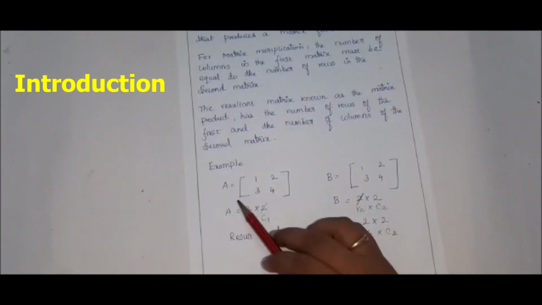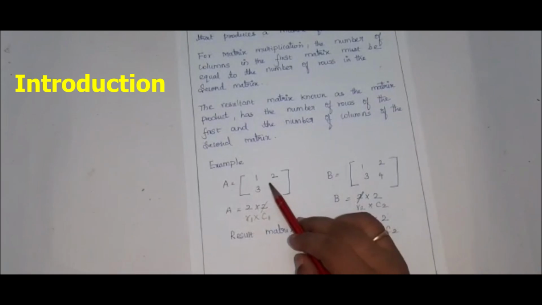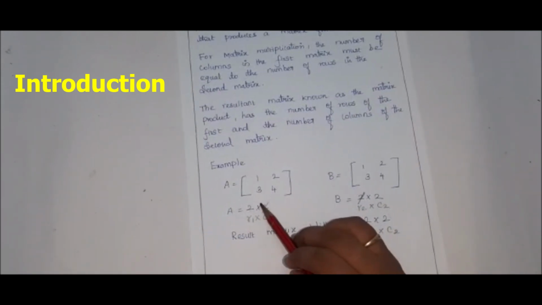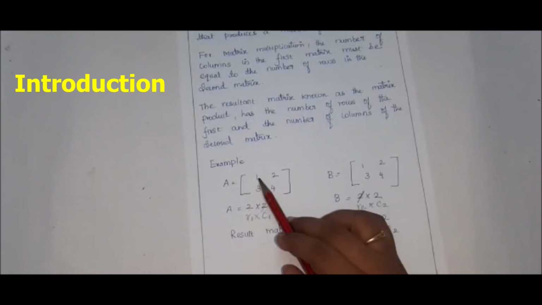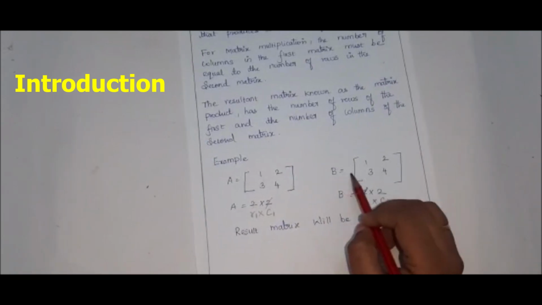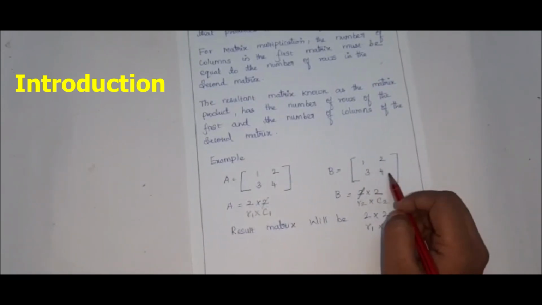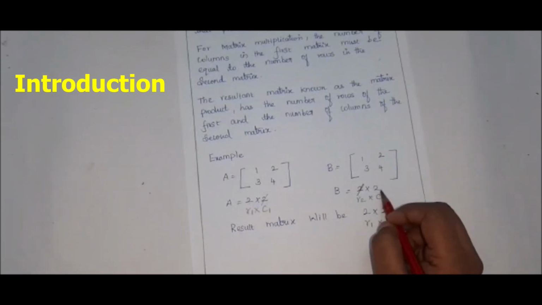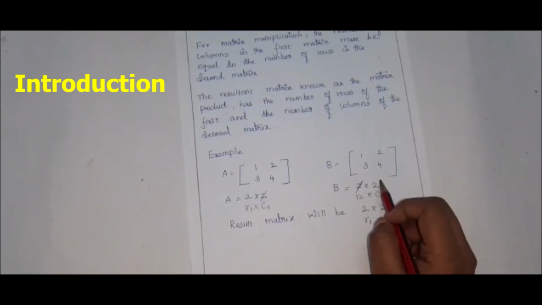A and B are the given matrices. A has the values 1, 2, 3, 4. The size of matrix A is 2 cross 2, which means A has 2 rows and 2 columns. Similarly, for B, the values are 1, 2, 3, 4. The size of matrix B is 2 cross 2, which has 2 rows and 2 columns.